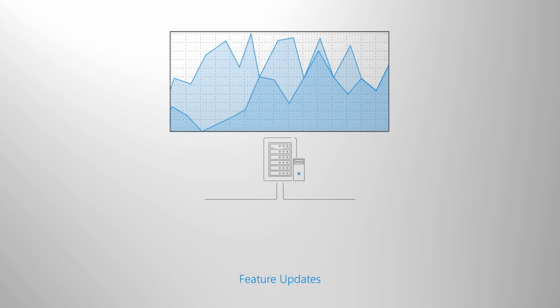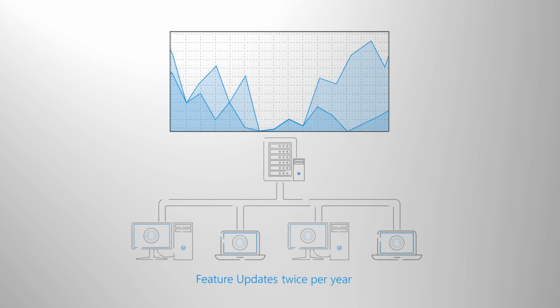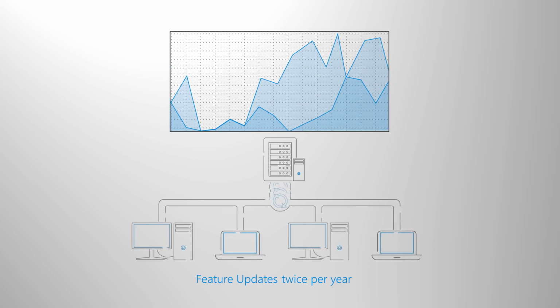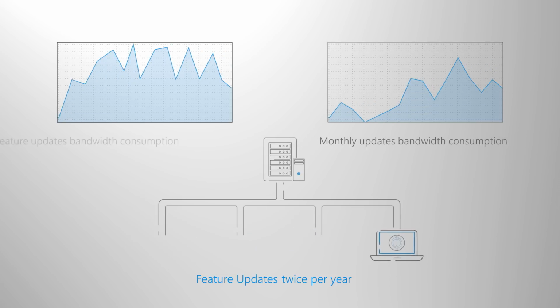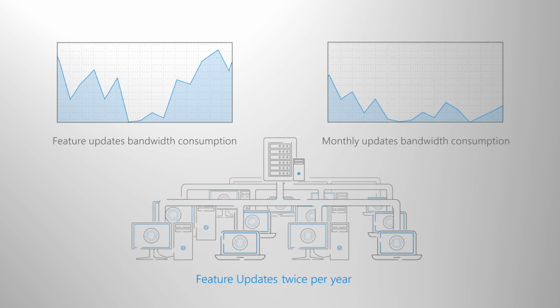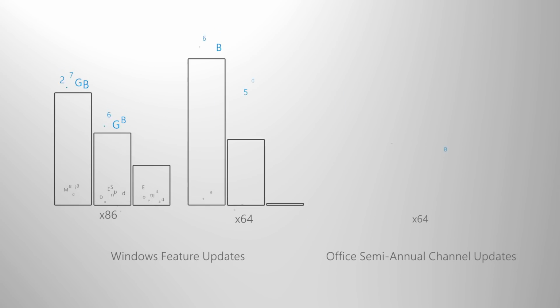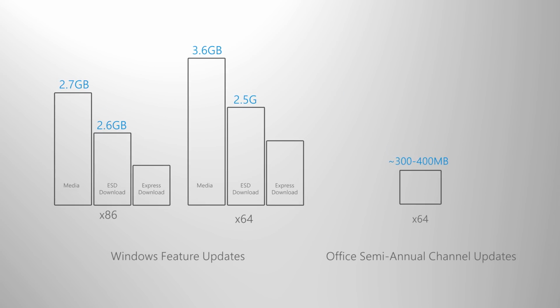Now, on the other hand, feature updates or semi-annual channel updates are delivered twice per year and bring new features to Windows and Office. These are larger than monthly updates and can consume even more network bandwidth, especially if several PCs are downloading the update simultaneously. Feature updates in Windows are typically 2 to 4 GB in size, depending on your deployment type, and Office semi-annual channel updates are around 300 to 400 megabytes as well.